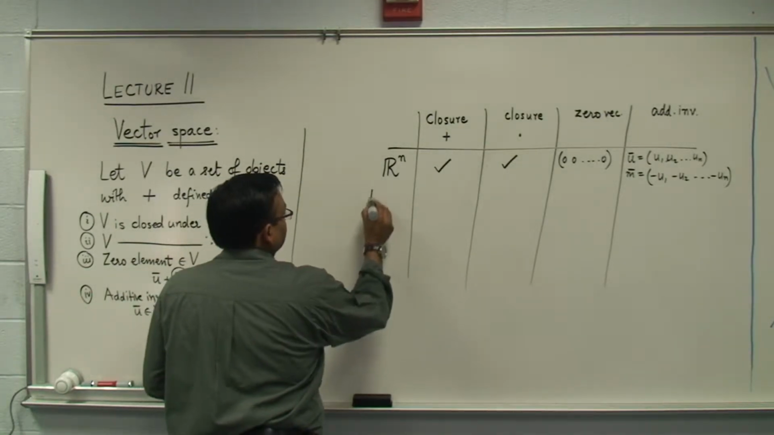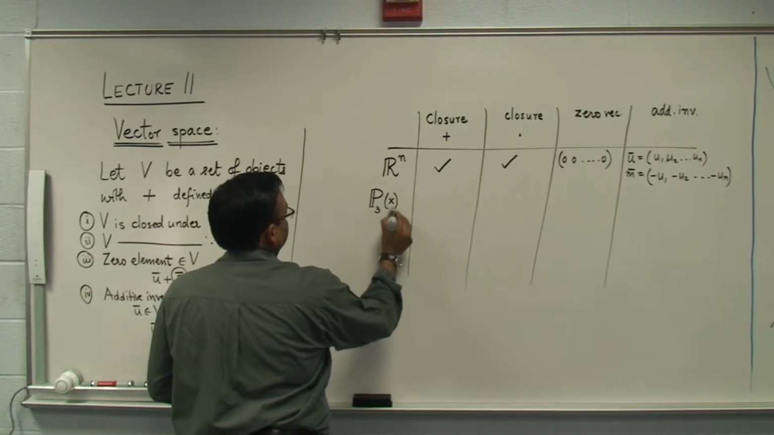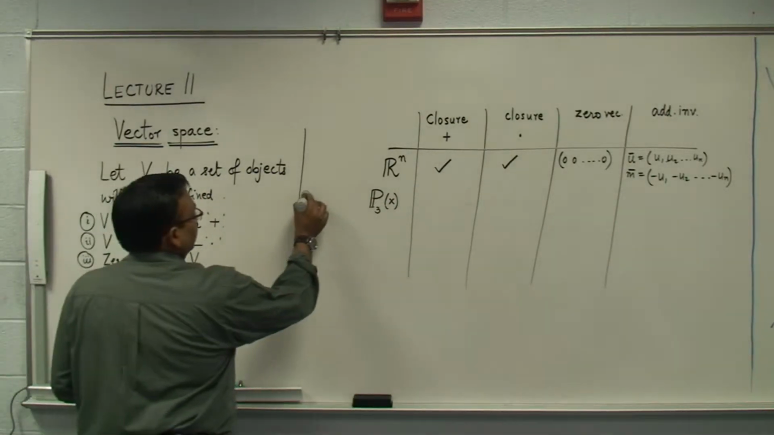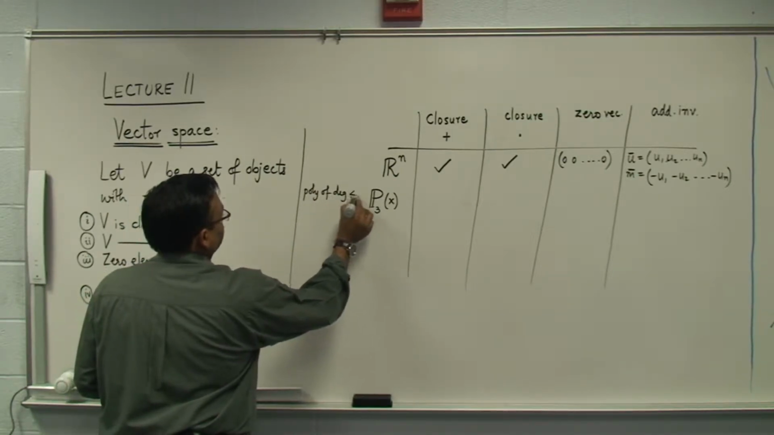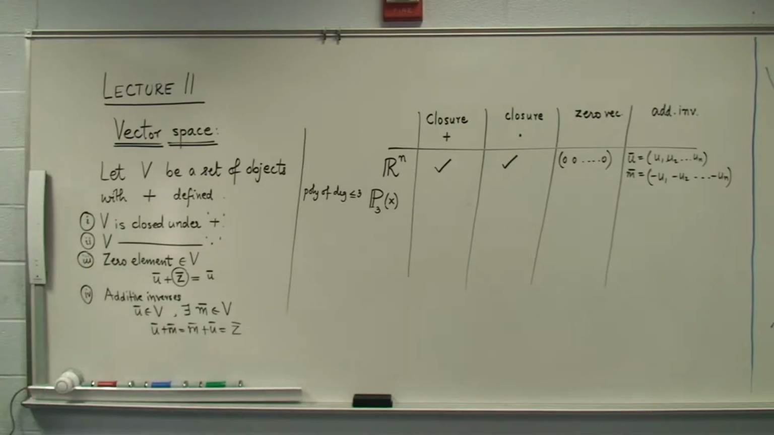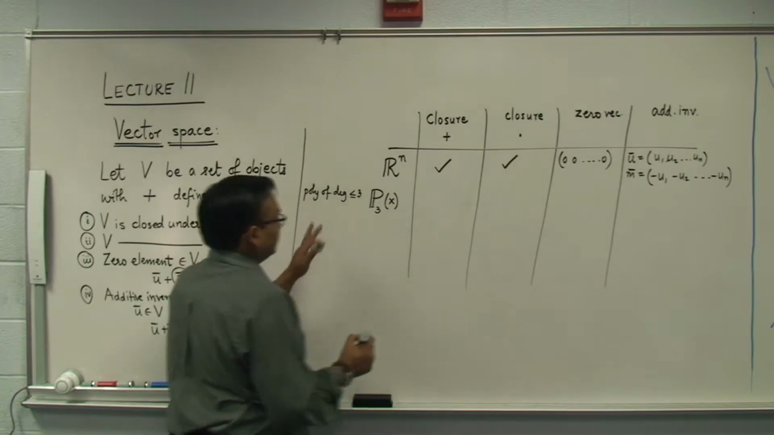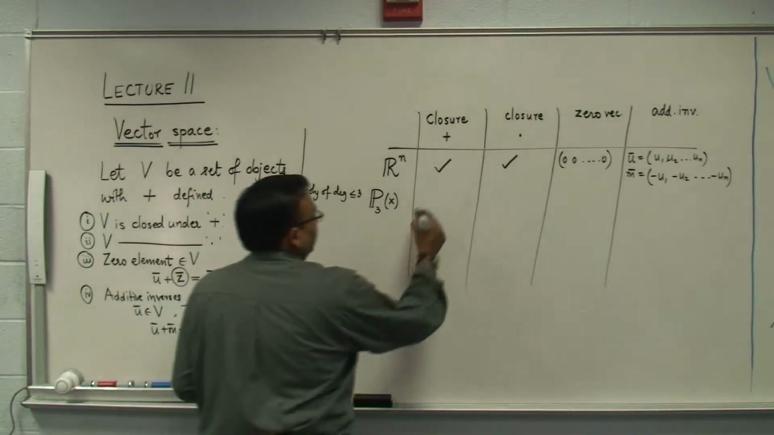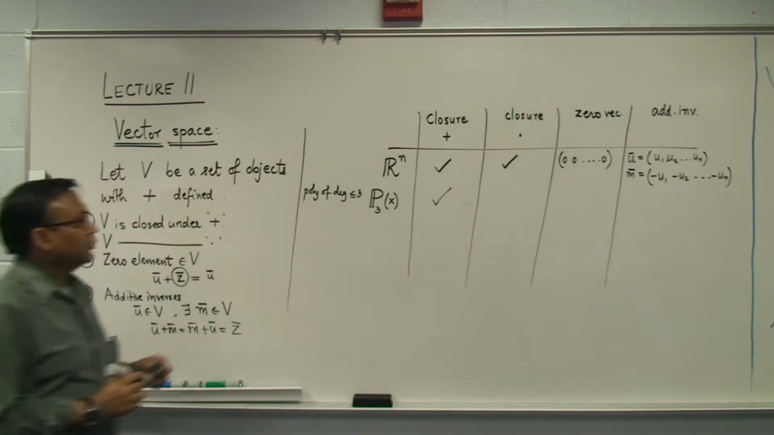But let us go to a slightly less familiar setting. Let's go with polynomials of degree less than or equal to 3 in X. There is no standard notation for this, I'm just making my own notation. If I take two polynomials over real numbers whose degree is no more than 3, the resulting polynomial cannot have degree more than 3.